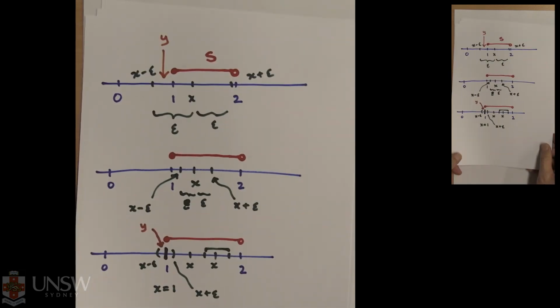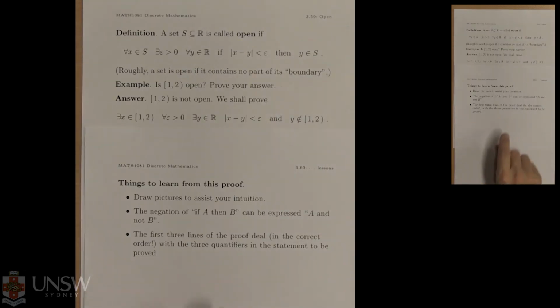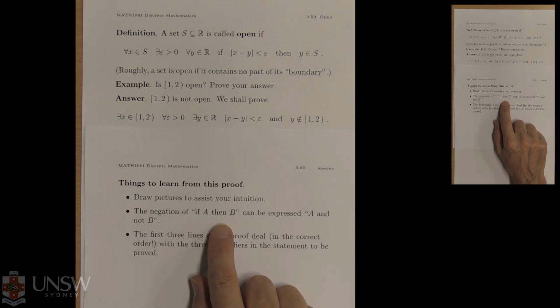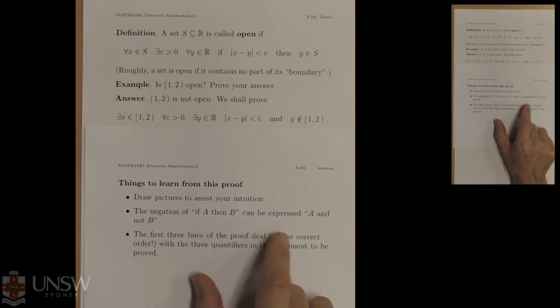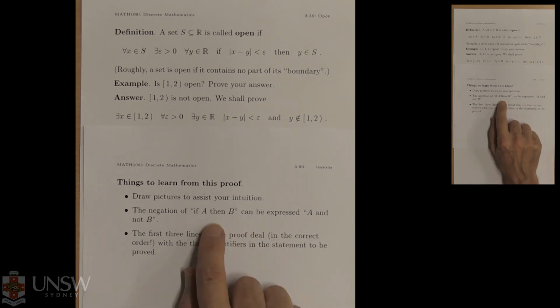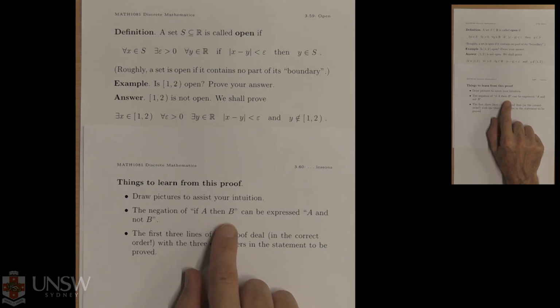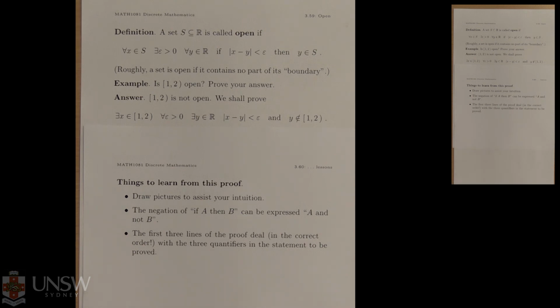Pictures might help. The negation of an if-then statement, if A then B, can be expressed as A and not B. Because this is saying that if A is true, then B has to be true. If I'm denying that, I'm saying there's a possibility that A is true and B is not true. So A and not B.